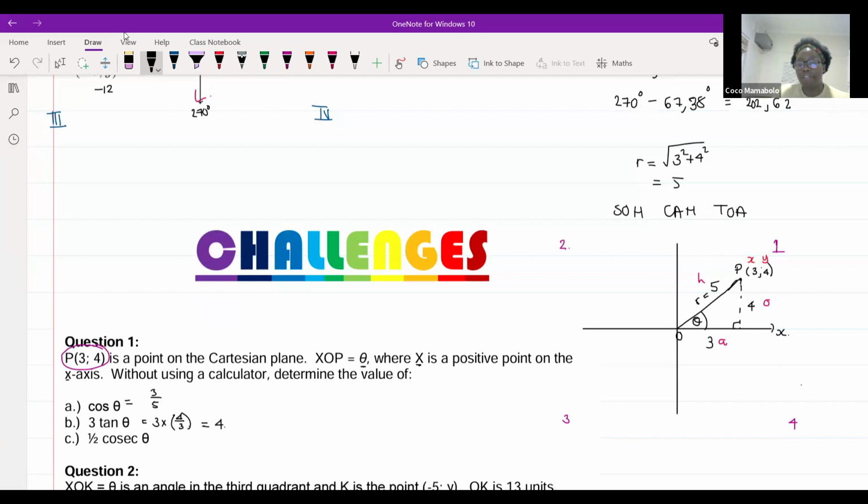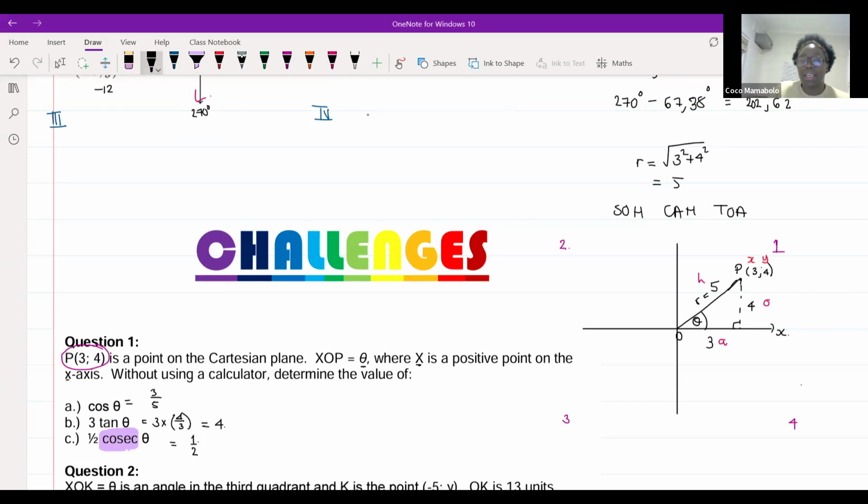Now, this is half of cosec theta. Now, cosec is a cousin. Whose cousin is cosec, guys? Cosec is whose cousin? Is it sin? Oh, remember, cos and sec are cousins. So in this case, they want the reciprocal of sine.